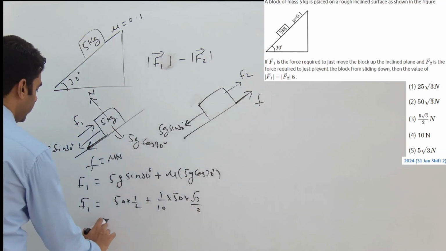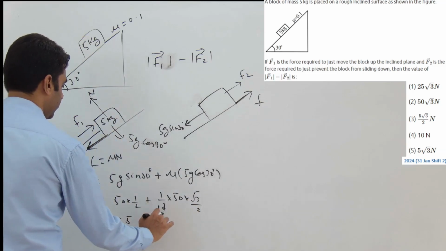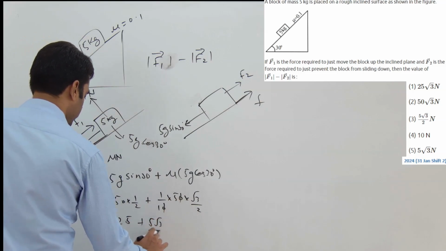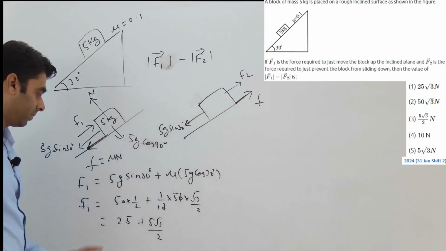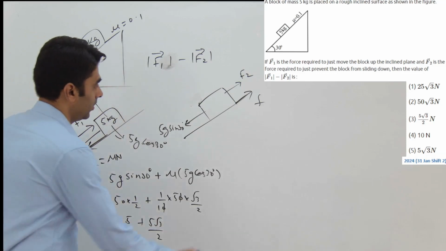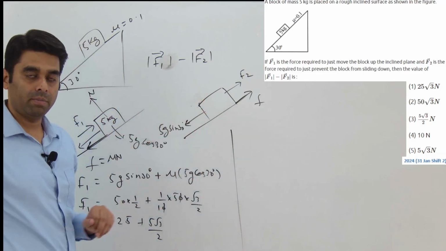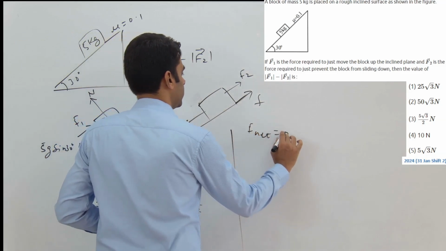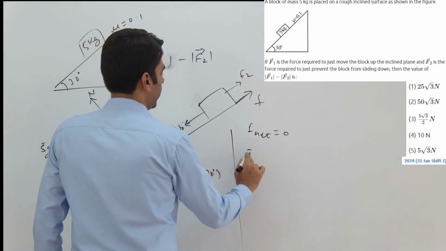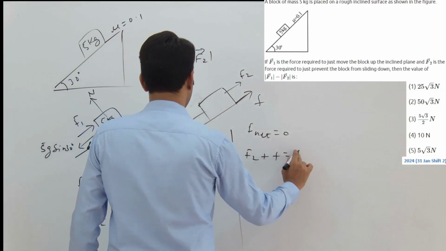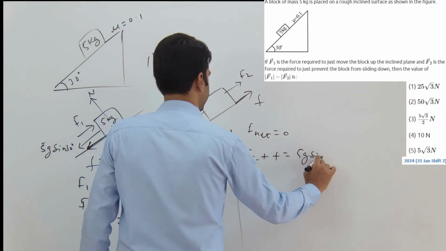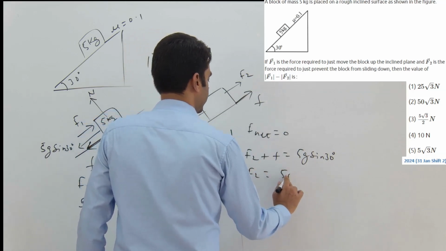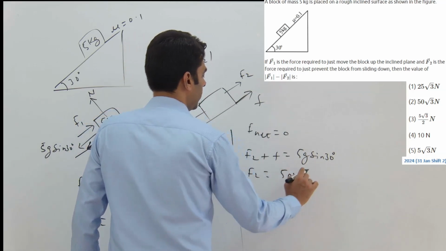If we solve it, we get 25 plus 5 root 3 by 2. This is your F1 value, 25 plus 5 root 3 by 2. Now let us apply the equilibrium condition, F net equals 0, in the second situation for F2. So what will we get? F2 plus friction is equal to 5g sin 30. Okay, so F2 will be equal to 5g sin 30, that is 50 into 1 by 2, minus friction.